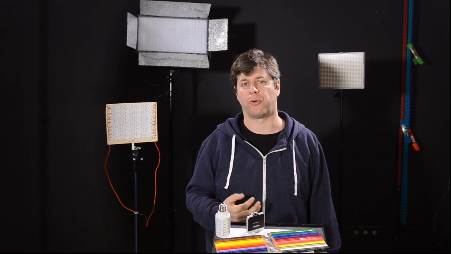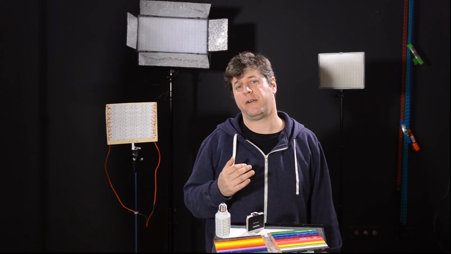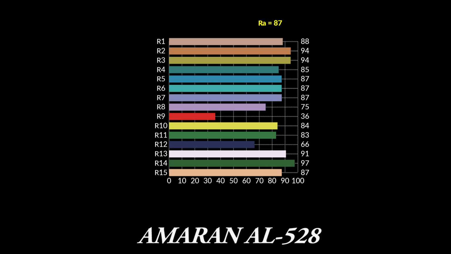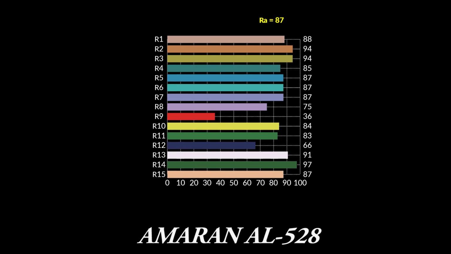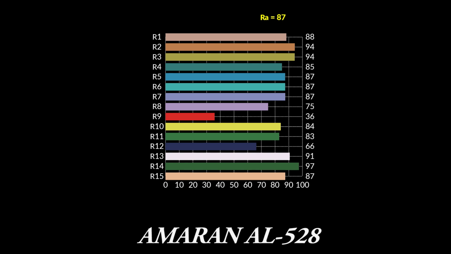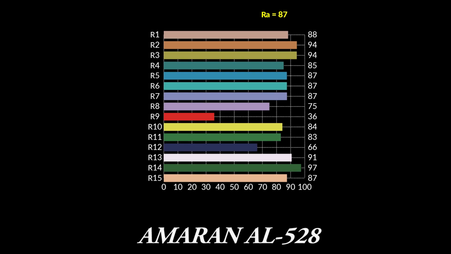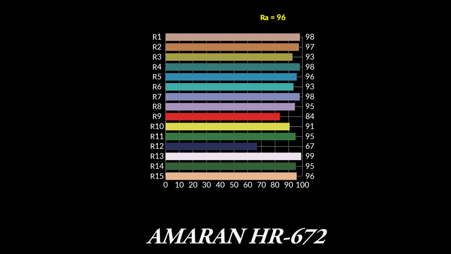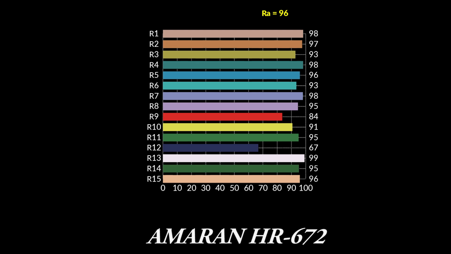One way to overcome this is to shoot black and white. If you're doing work where color rendering is important to you, like portraiture or product photography, you want the CRI to be above 85. Now, the light bulb measures 71 CRI, our eBay panel measured 73, and the no-name brand big panel measured 76. All of this I would not recommend for photography or videography. And actually, we had two good tests. One with Amaran's AL528, which gave out a CRI of 86, which is pretty okay for video and audio. And we tested Aperture's HR672 lights, which gave out an astounding CRI of 96, which is almost perfect.